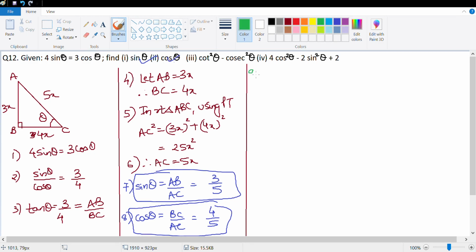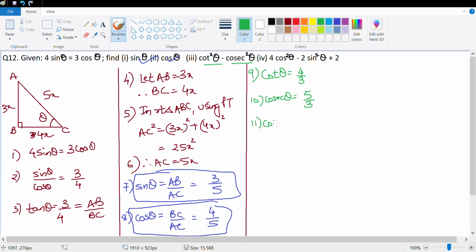Next part of the question requires me to calculate cot and cosec. So cot theta, which is reciprocal of tan theta, would be 4 upon 3. And cosec theta would be a reciprocal of sine theta, which we calculated, this is 5 upon 3. So let's look at the next part.